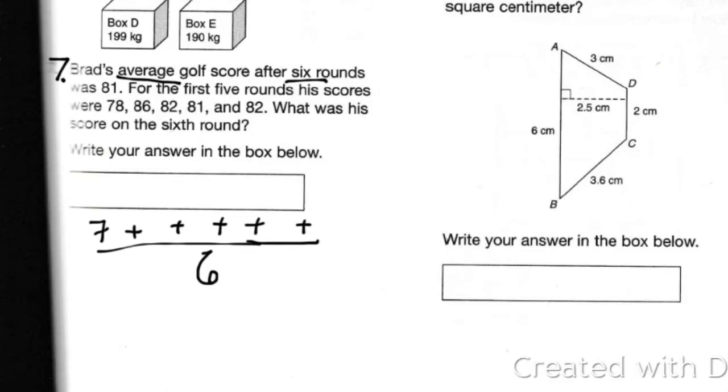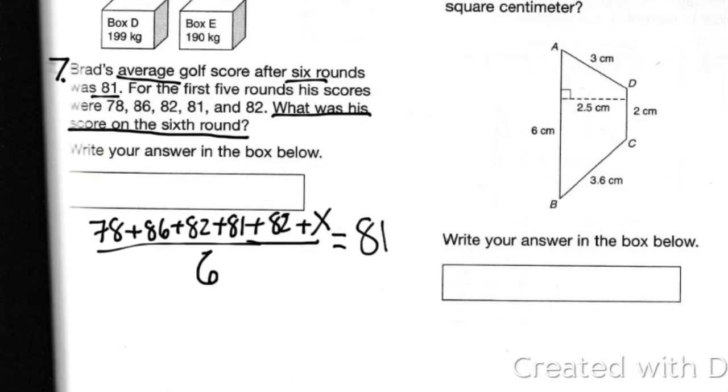So his first score was a 78. The second score was an 86. You need your calculator for this one, just letting you know. Third one's 82. Fourth one's 81. Fifth one was 82. And your sixth score is the one that we're looking for. It said, what was his score on his 6th round? So I'm going to put an X right there because I don't know. Now, another number that we have, I put an equal sign because we know what our average is for this one. It says his average was 81. So I want to put an 81 right here.